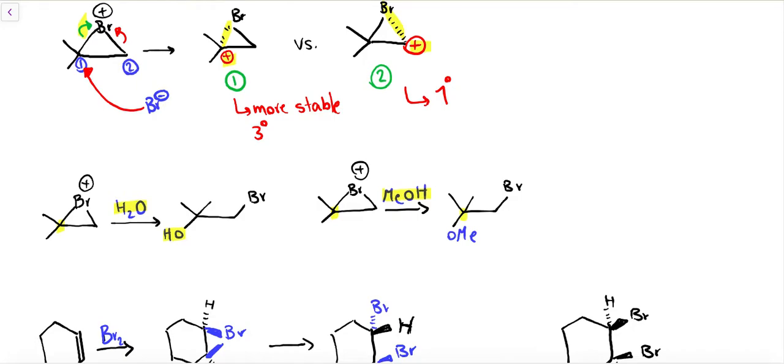So that's why we say these reactions are regioselective, as the bond formation in the second step only happens for a specific carbon. So in this case, the more substituted carbon.